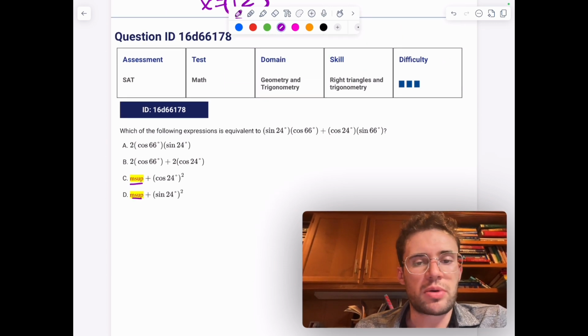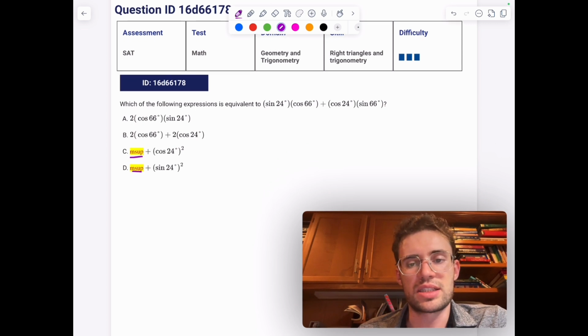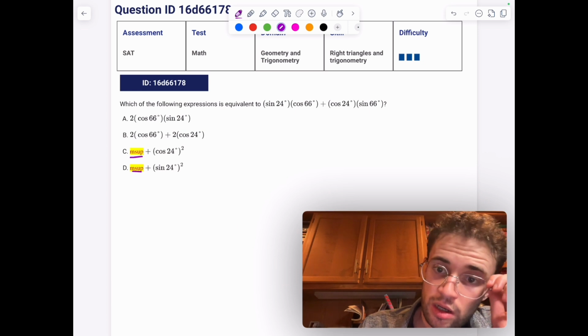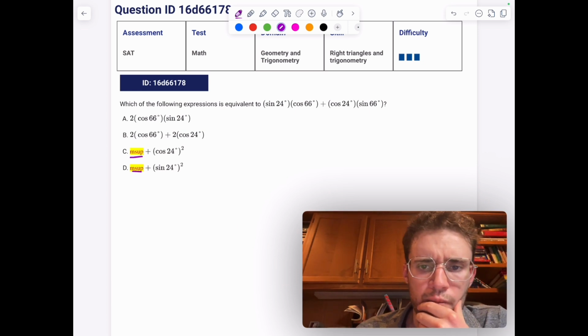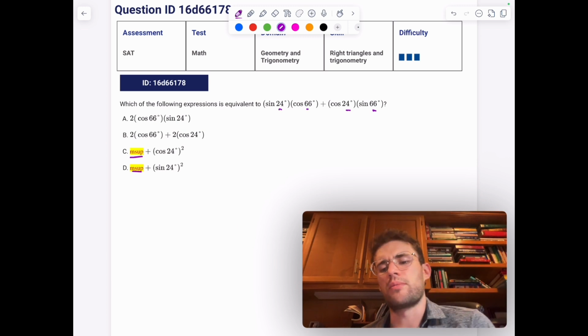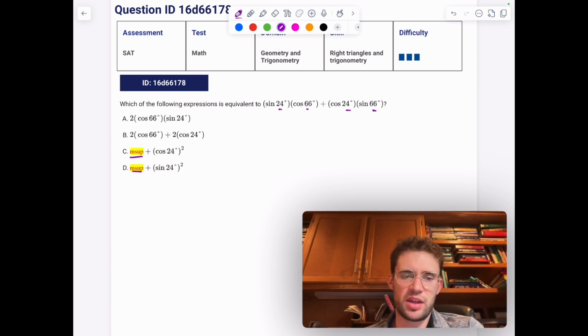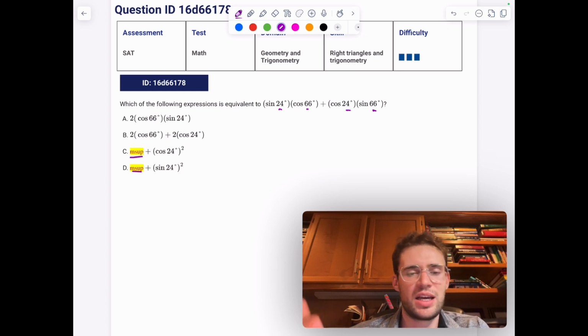But which of the following expressions is equivalent to sine of 24 times cosine of 66 plus cosine of 24 times sine of 66? All right, well, this is that same thing that we were talking about before, because these are complements of each other. Although now we're multiplying them, which is a little bit interesting. I do think this might be impossible to answer, because I don't think it's one of these two. I think it's going to be one of either C or D, but we don't see what that is. So I'll just find something that's equivalent to it.